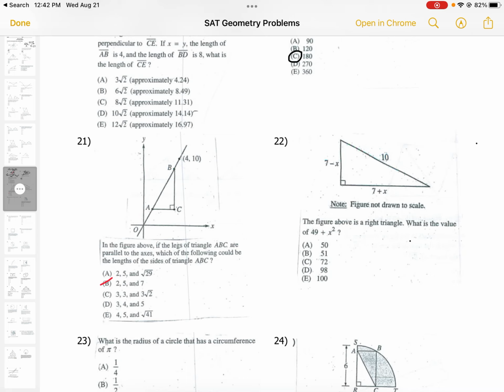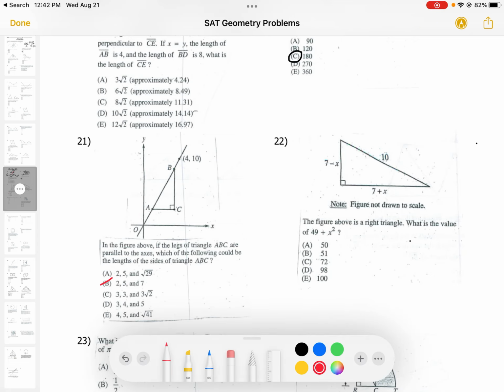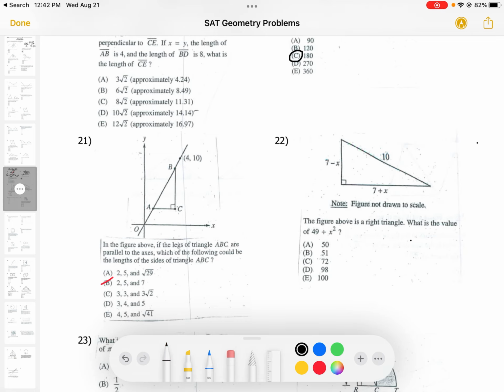Now, besides the triangle, what other information do they give us? Well, this line right here, they give us 2 points that it passes through. It passes through the origin and it passes through this point. So its slope is just 10 minus 0 over 4 minus 0, which is 5 over 2. And its y-intercept is clearly 0. So the equation of this line is just y equals 5/2 x.